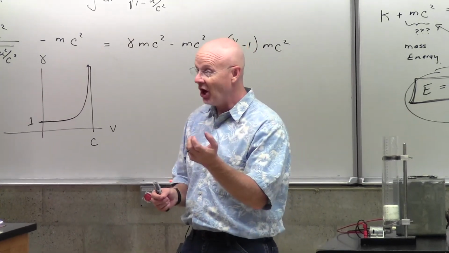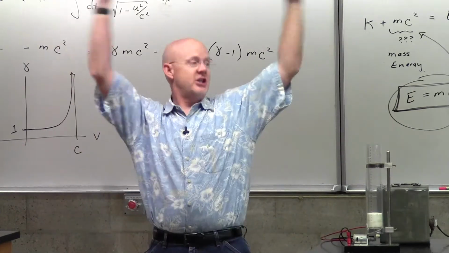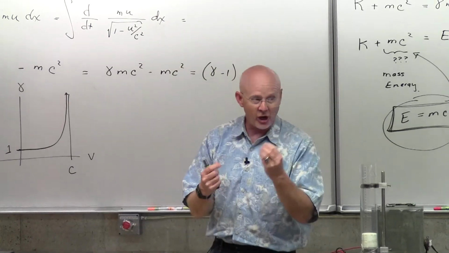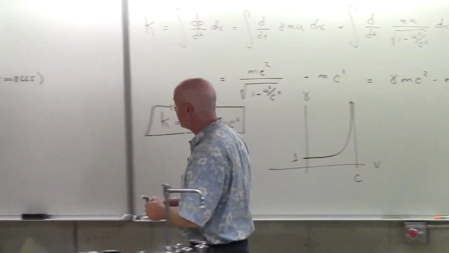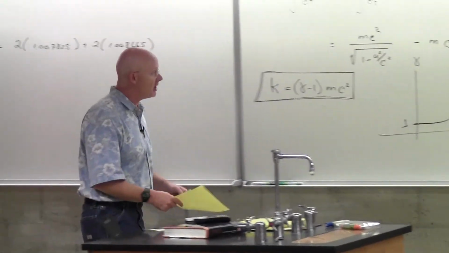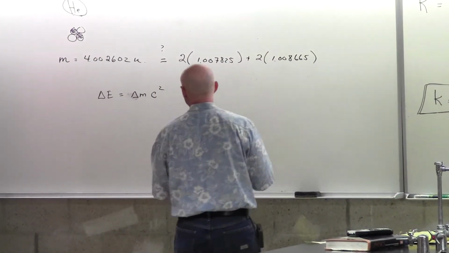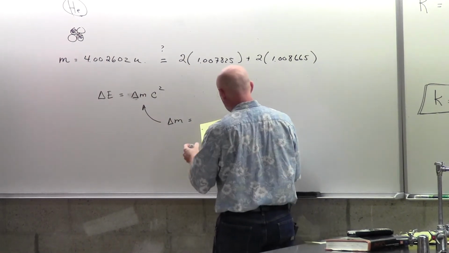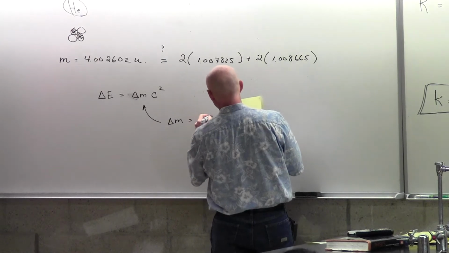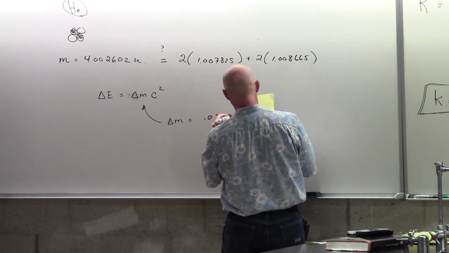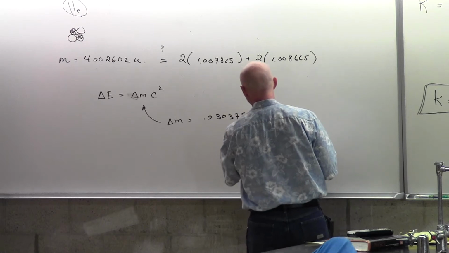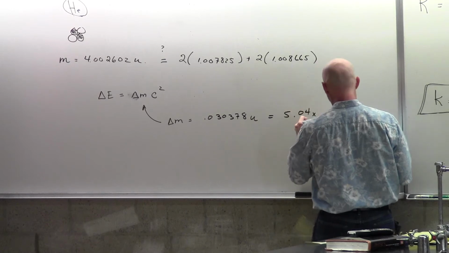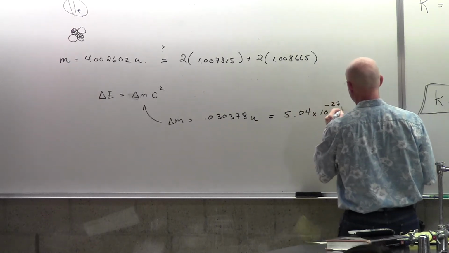There's the energy. Although, in order to control that energy, we got a lot of other stuff and equipment with it. But the raw energy itself is really pretty small. In fact, I want to do a quick calculation. I thought this would be a good way to do it. If you do this, you will find out that delta M is 0.03037 atomic mass units. That's the equivalent of 5.04 times 10 to the negative 27 kilograms.